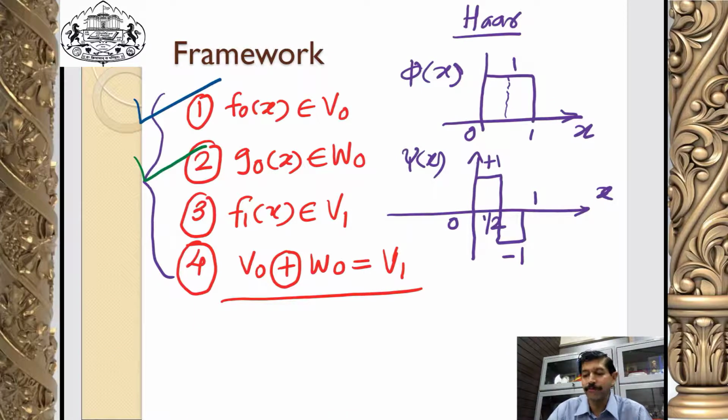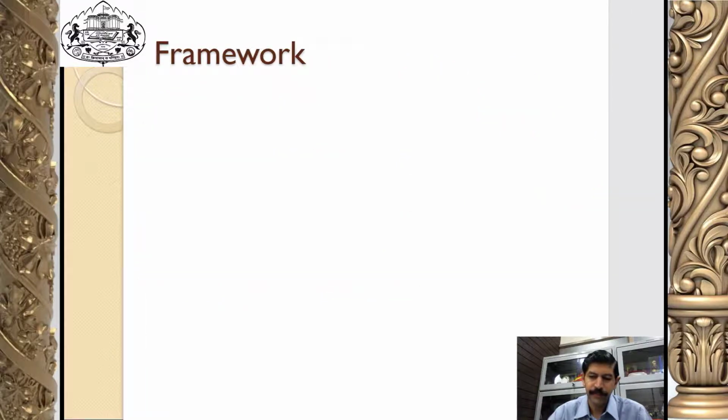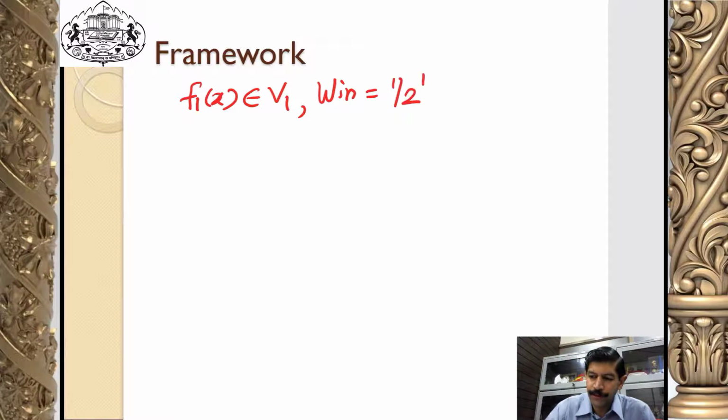Now let's calculate f1 of x that belongs to V1, and let me use a red color for that so that there will be no confusion. Now what we intend to find out is f1 of x that belongs to V1. Since this is a V1 subspace, the kernel is a low pass filter. J is equal to 1. So the window of analysis is 1 upon 2 to the power j, which is 1. And so the window of analysis is half.